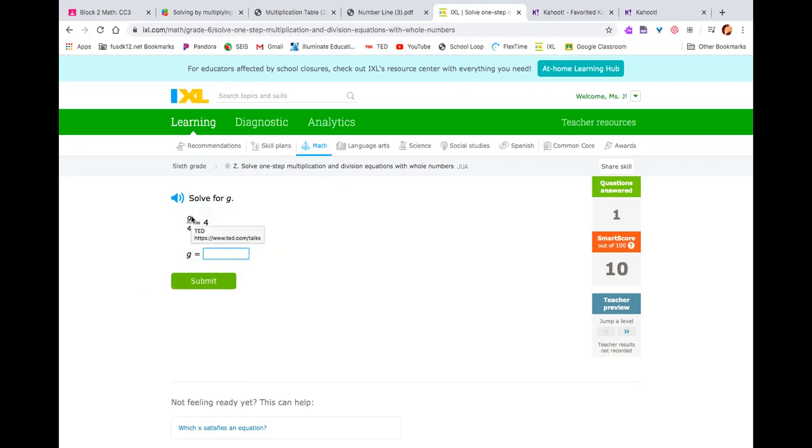Okay, now I have G divided by 4 equals 4. What do I want to do? Times 4 for both. Even though the letter is a different letter, I'm doing the same thing, right? Okay, the 4's cancel out. 4 times 4 is 16.